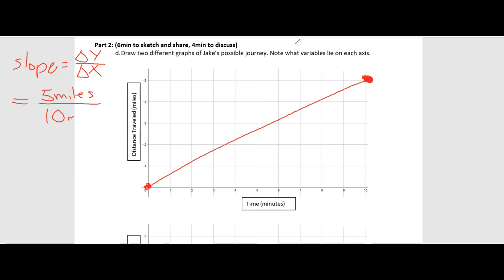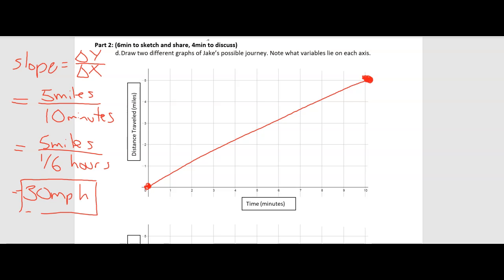And this should look familiar because this is what we initially came up with for the first part of this problem. We converted minutes to hours, and we got 1/6 hours. And then that gave us 30 miles per hour. So the slope of this red line is 30 miles per hour.